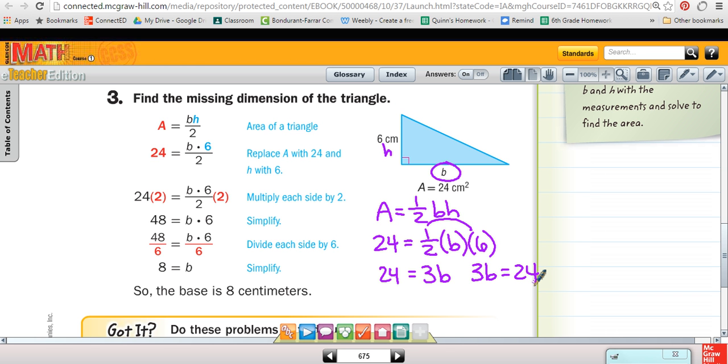To solve that, right now they're connected through multiplication, so I need to do the inverse operation, which is division, to get my variable alone. So I'm going to divide both sides by 3.